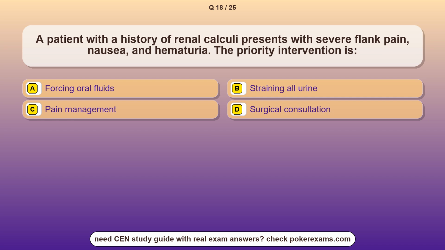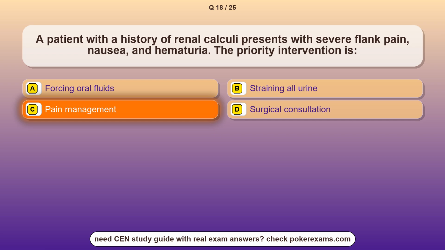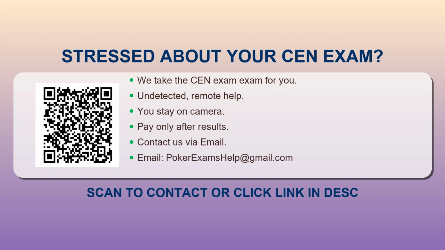Question 18. A patient with a history of renal calculi presents with severe flank pain, nausea, and hematuria. The priority intervention is: Option A. Forcing oral fluids. Option B. Straining all urine. Option C. Pain management. Option D. Surgical consultation. The correct answer is option C. Pain management.